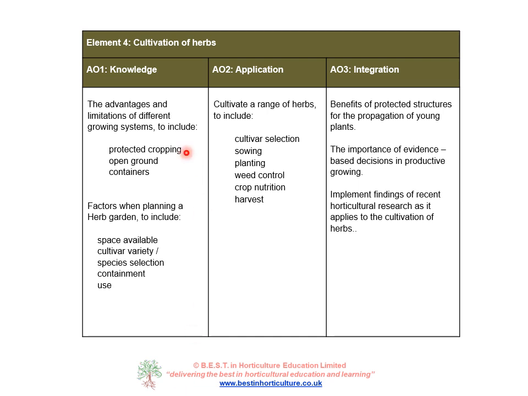In the knowledge part of this particular element, we need to know the advantages and limitations of different growing systems. So we'll be looking at protected cropping, open ground and containers. We'll also be having a quick look at the factors when planning a herb garden to include space, cultivars, containment and use. As part of the application part of the syllabus, you'll be actively growing a range of herbs, and here you'll need to consider cultivar selection, sowing, planting, weed control, crop nutrition and harvest. And we'll briefly look at the integration elements when we get to that part of the presentation.